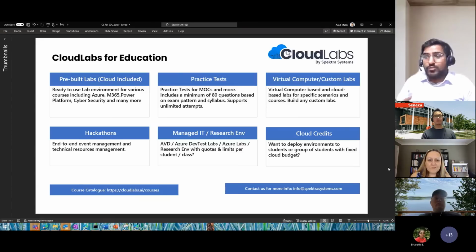So Cloud Labs is a SaaS solution which integrates with the Microsoft Cloud platform, Azure, Office 365, and all of that, which you could use to manage and distribute lab environments at scale while keeping all the cloud cost predictable. So there are some questions around that.